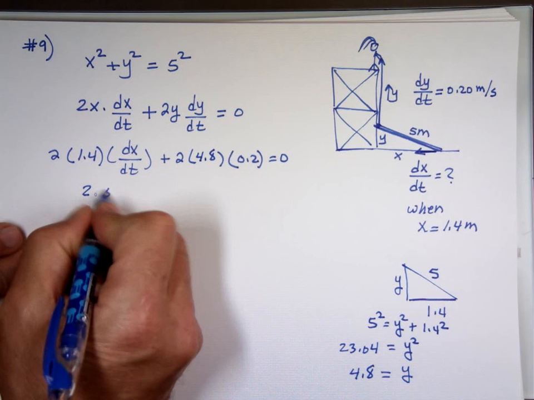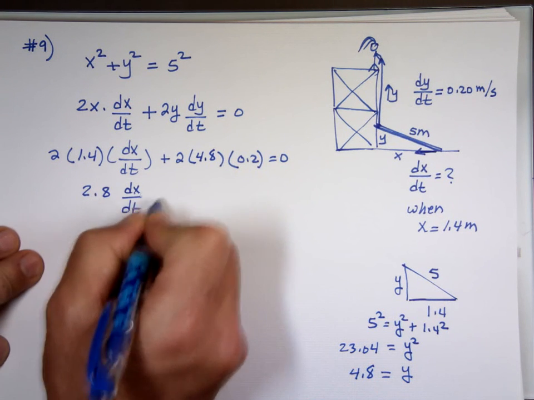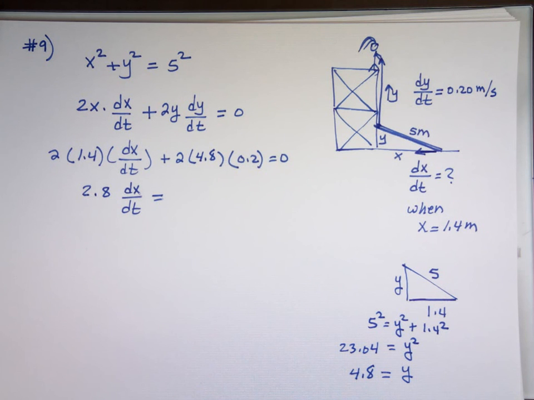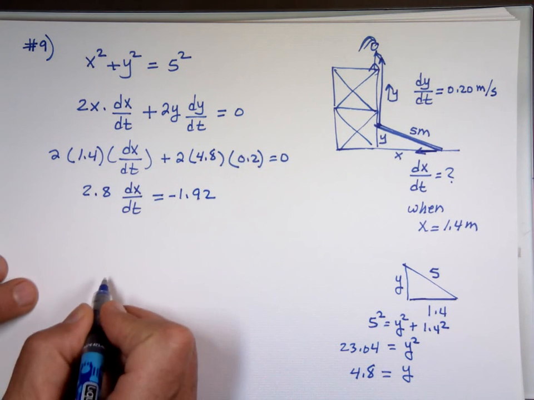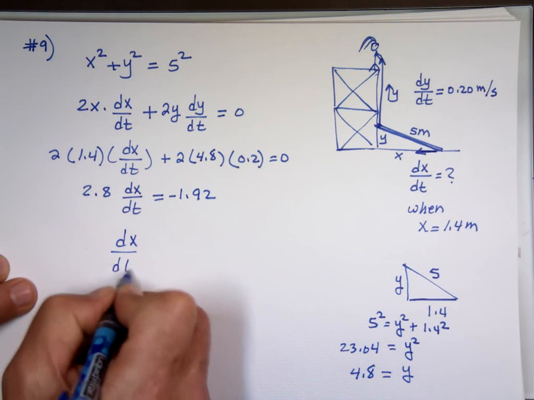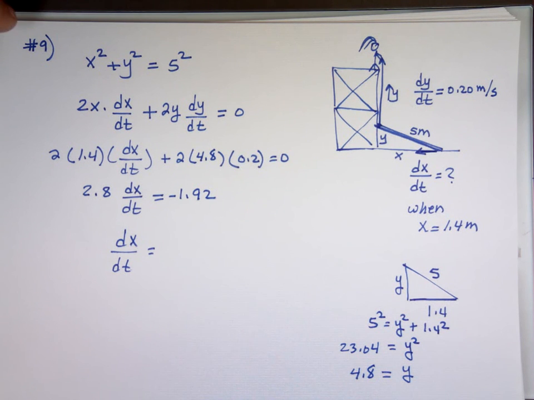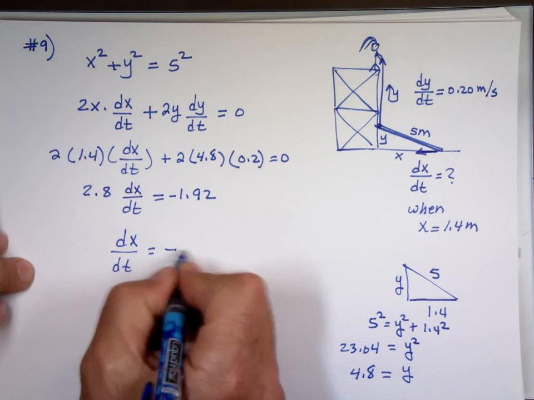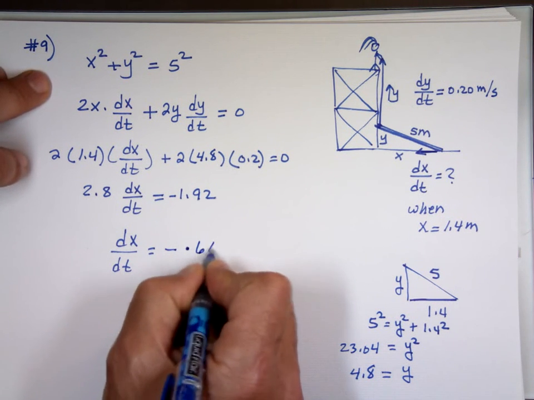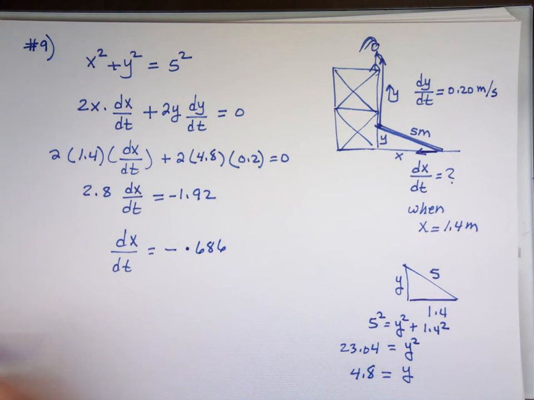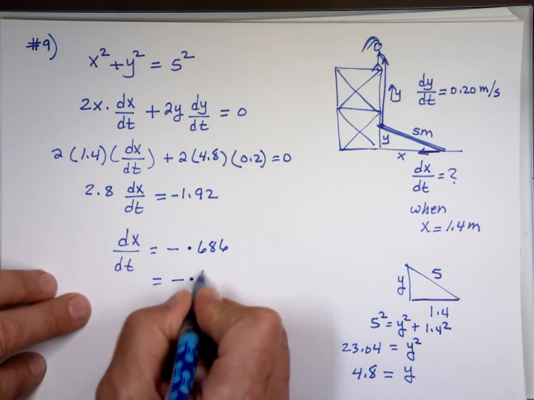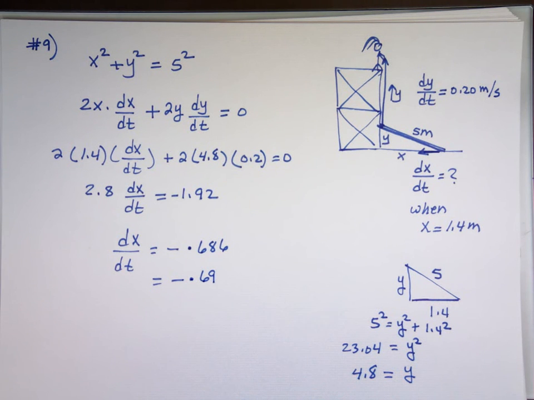2.8 dx/dt equals, when you take that to that side, negative 1.92. What's dx/dt? Negative 0.686. Round your answer to 2 decimal places, says in the problem. Negative 0.69. So the bottom is decreasing at the rate of negative 0.69 meter per second.